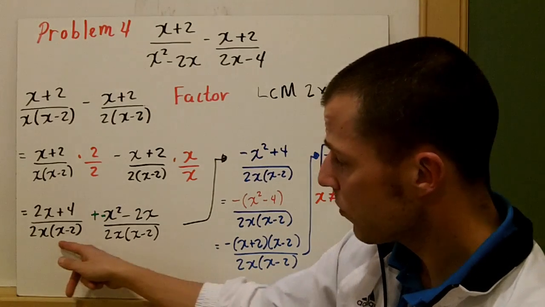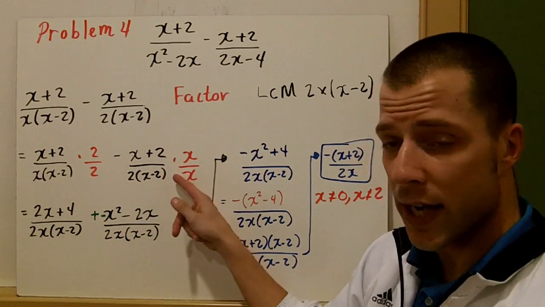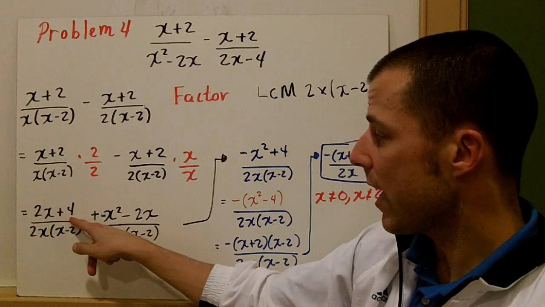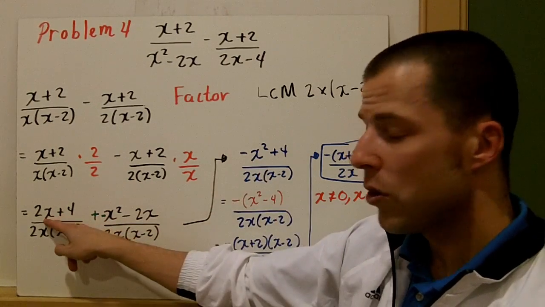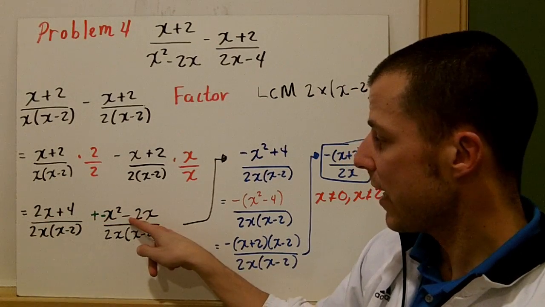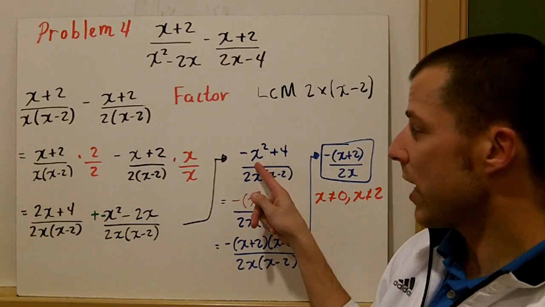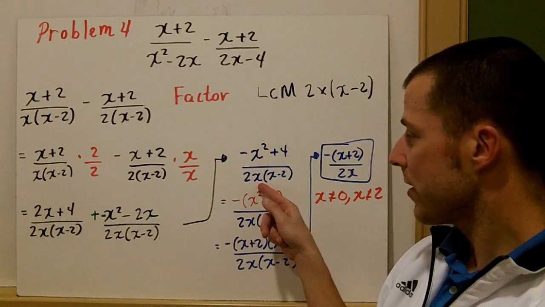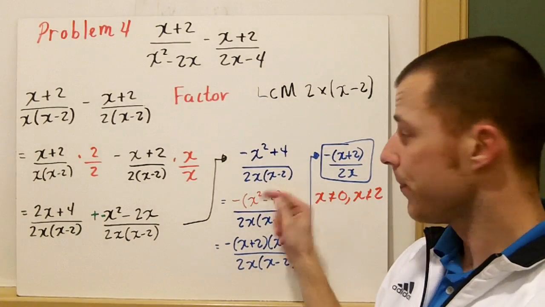So once we have this rational expression, we've distributed the 2 in the numerator and denominator, we have a common LCM. Okay, we can add like terms. So you have negative x squared, 2x plus negative 2x is 0 x's, and we have plus 4. So we're down to just negative x squared plus 4 for the numerator and 2x times x minus 2 in the denominator, which is the LCM.